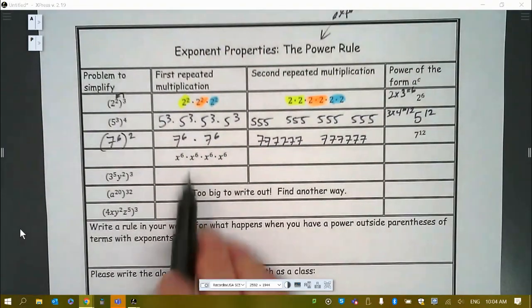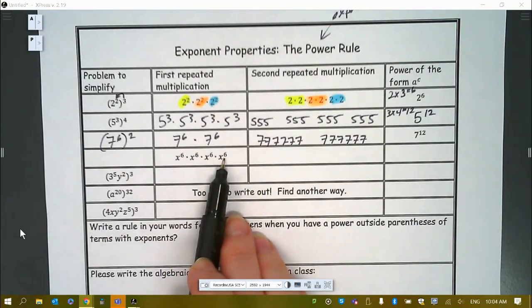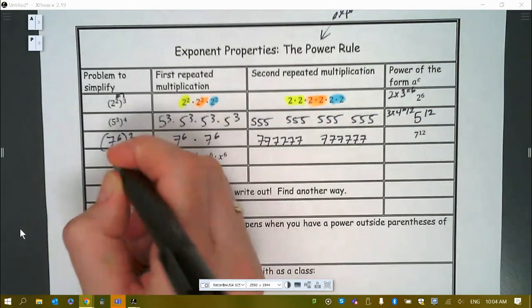So looking at the next one, right, we are given this part. Well, this is x to the 6th, x to the 6th, x to the 6th, x to the 6th. Well, how many times do I have x to the 6th?